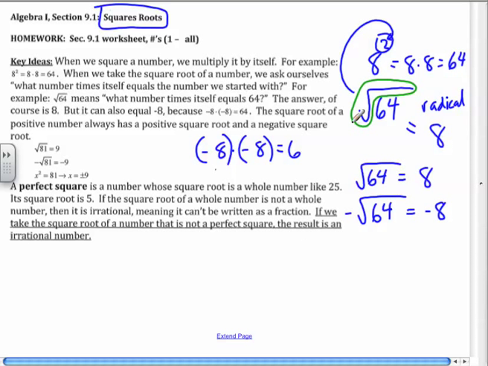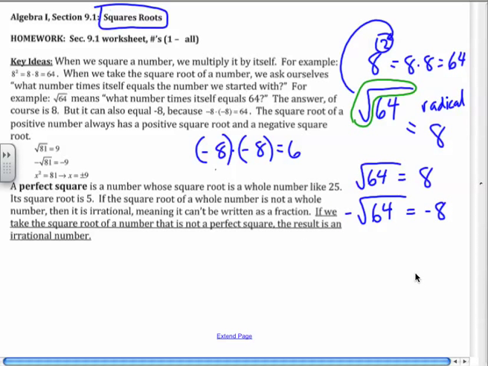This thing right here is called a radical sign. It's asking us a question. It's saying what number multiplied by itself equals the thing that's underneath. And in this case, it's 64. Well, it could be 8 or it could be negative 8. So if there's nothing in front of it, that means they want the positive. If there's a negative in front of it, that means they want the negative.